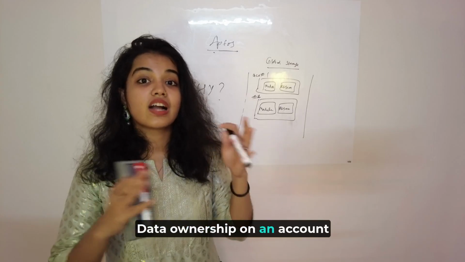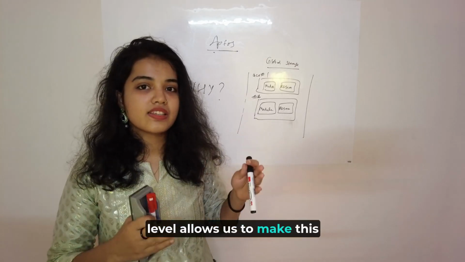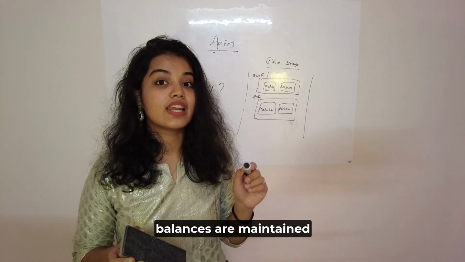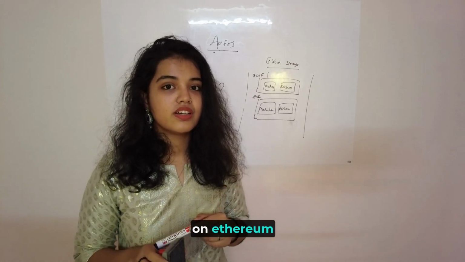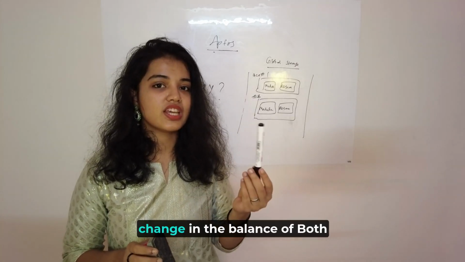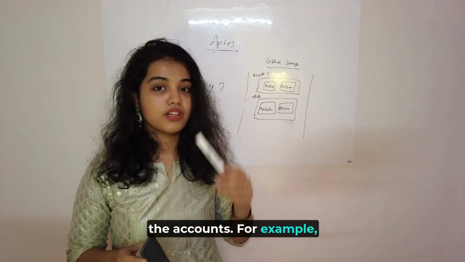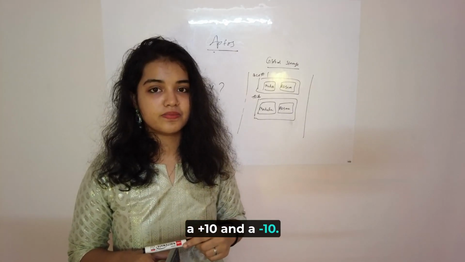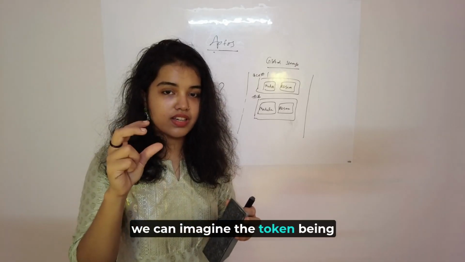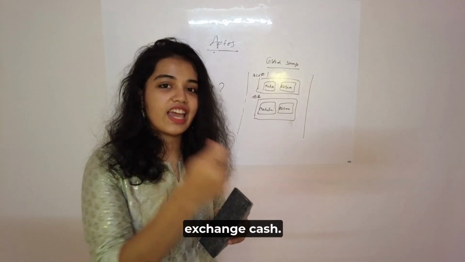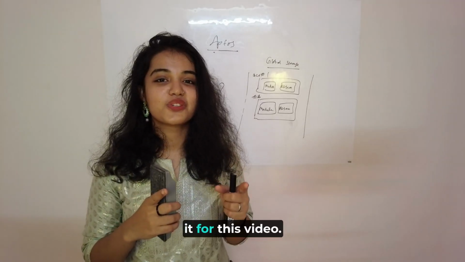Data ownership on an account level allows us to make this design way more secure. An example here could be how balances are maintained on Ethereum, where every transaction means a numerical change in the balance of both accounts, for example, a +10 and a -10. Instead of this, we can imagine the token being transferred from one party to another, just how we physically exchange cash.